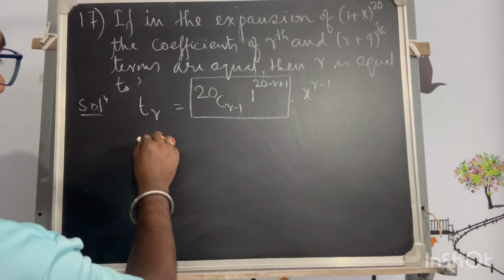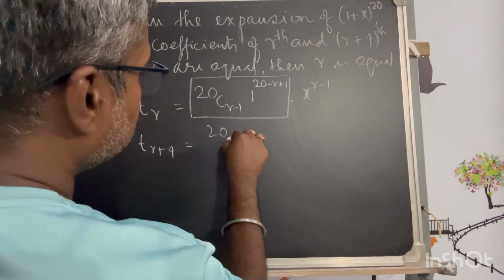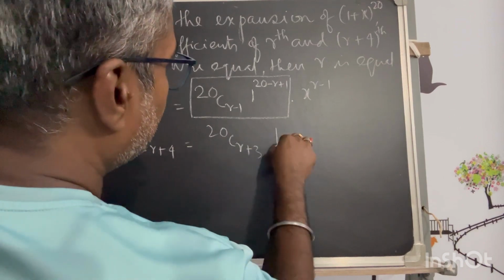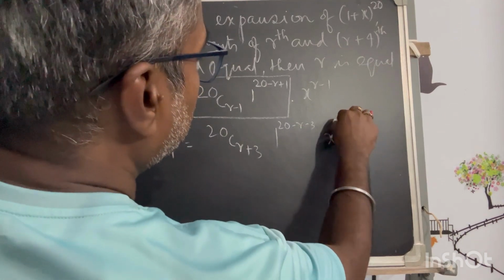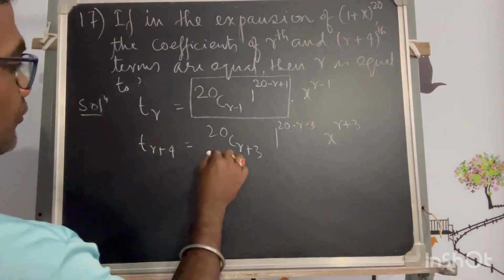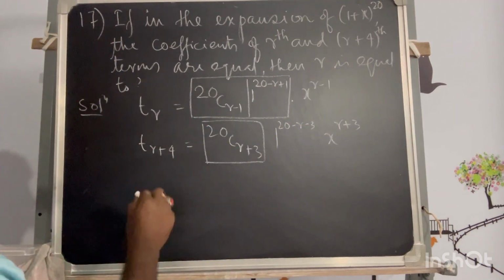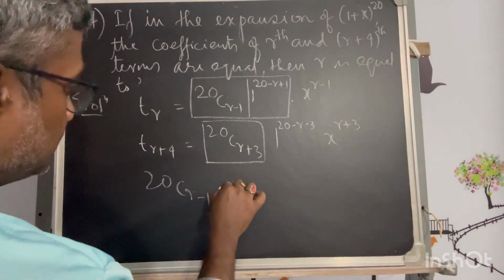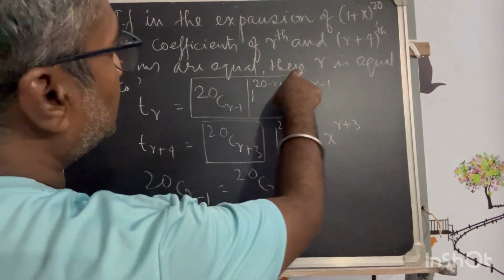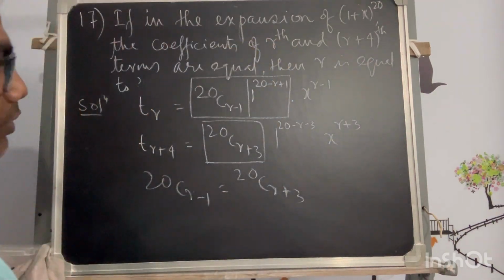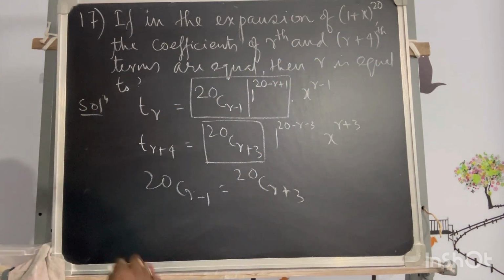And for t(r plus 4), first I will write 20C(r plus 3), 1 to the power 20 minus r minus 3, times x to the power r plus 3. So my coefficient will be this much in both cases, because the 1 will not affect anything. So 20C(r minus 1) is equal to 20C(r plus 3), since the coefficients are equal in the terms given.